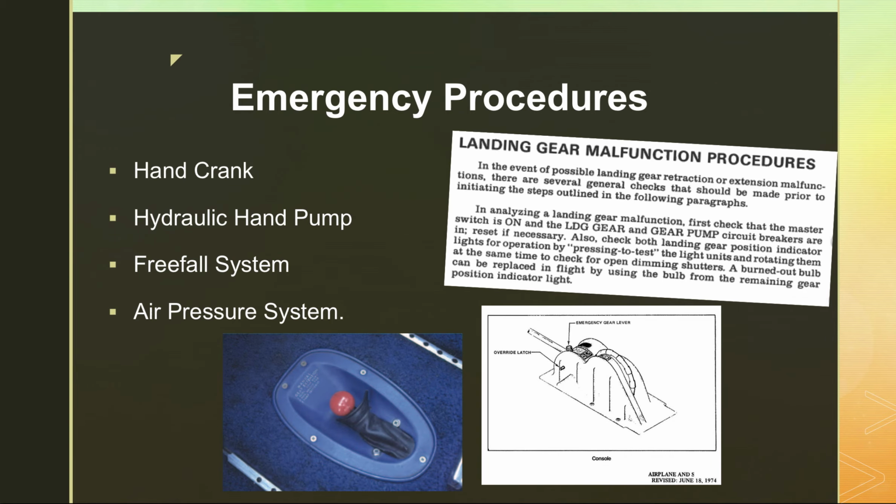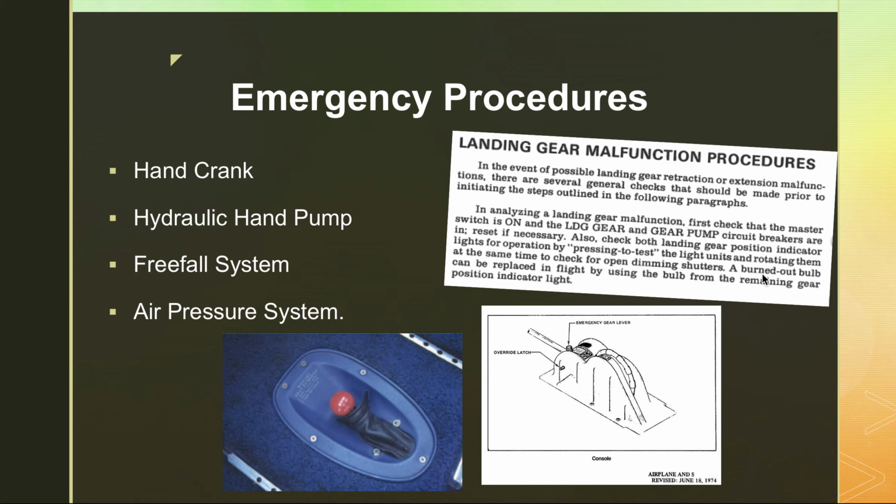Fortunately, there's a few different ways to put the landing gear down if they fail to extend. Here's the procedures for one type of aircraft. They're telling you first, make sure your master's on. Make sure your landing gear and the gear pump, they're two separate circuit breakers, are both in. Reset them if you need to. This electro-hydraulic pump pulls a lot of current, so it'll overheat and it'll shut down.